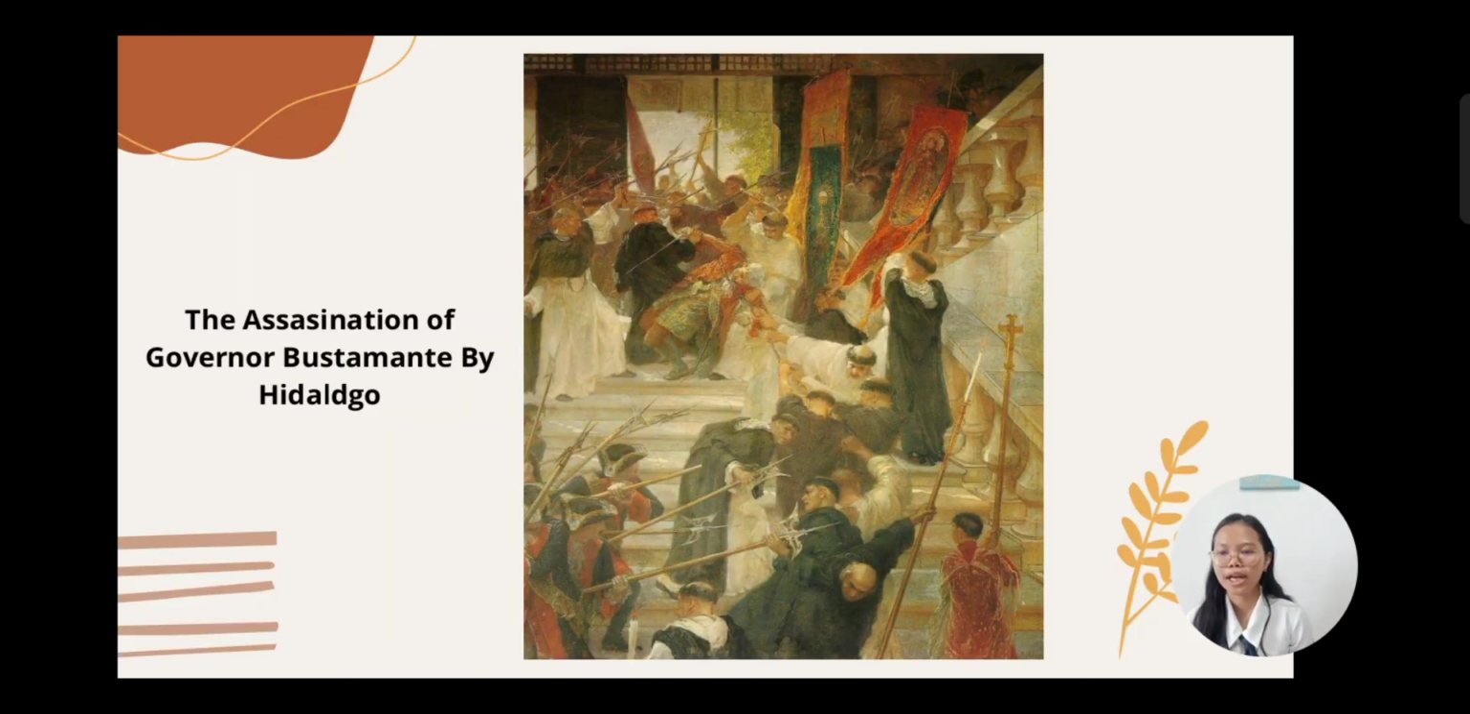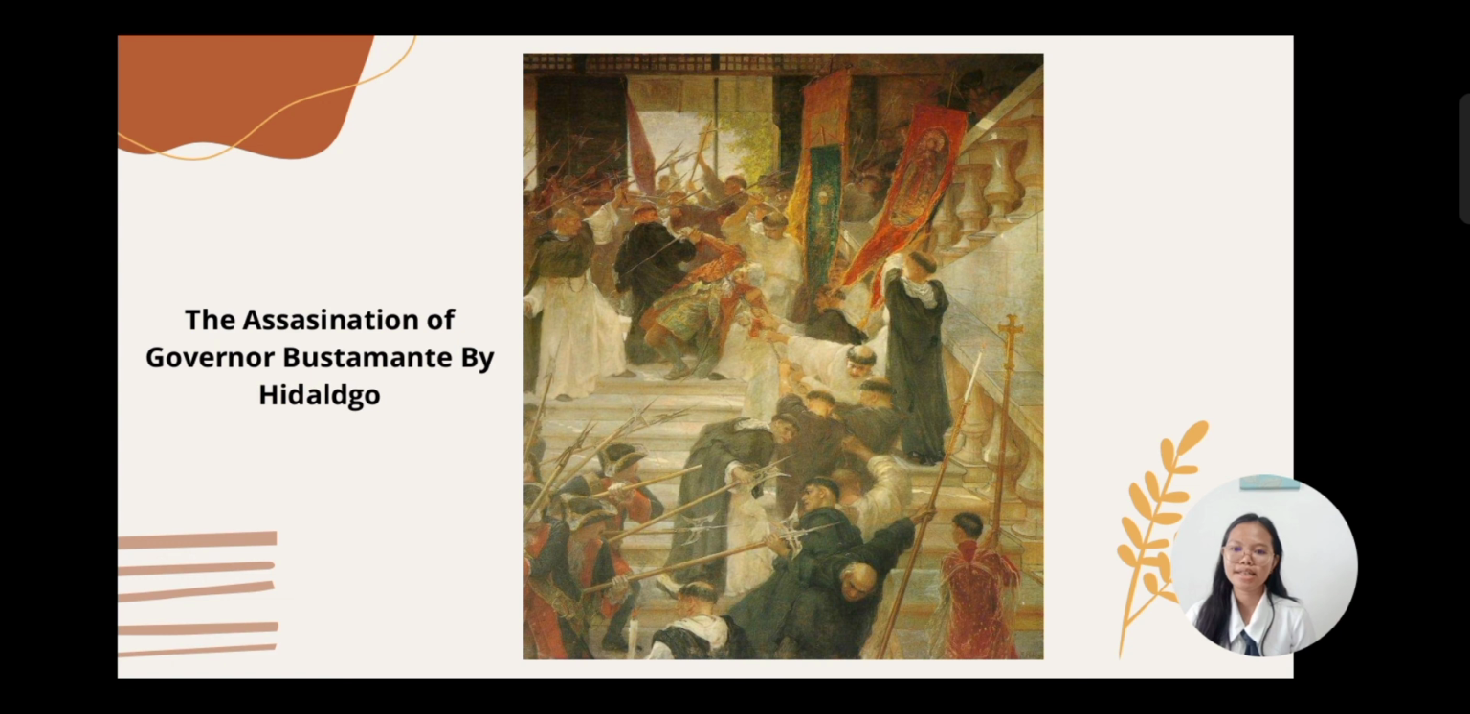So now, for example, Assassination of the Governor Bustamante by Hidalgo. So that is an oil on canvas painting. So its medium is oil on canvas painting. So unsa man ninyo pag-read ang image, how are you going to read it? So kana siya based on reality, based on what is happening. So it is a contextual, conceptual painting.